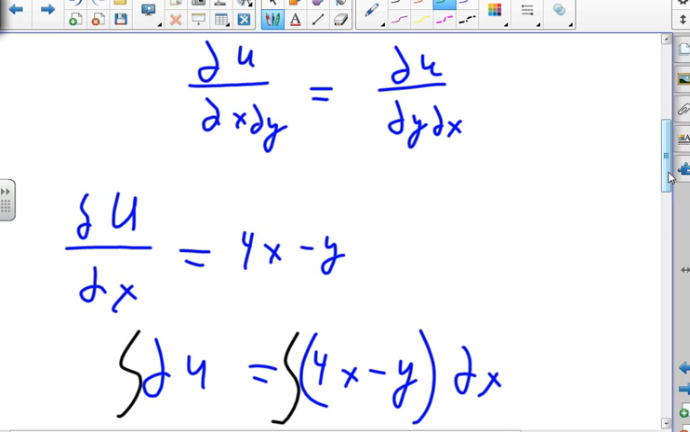Okay. So I'm checking that my mixed partials are equal. If they are not equal, then I can't use this method and I have to do something else. I don't have a choice.